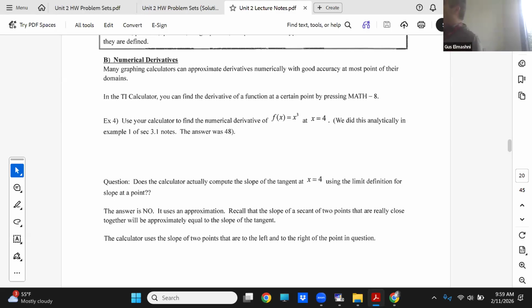You can choose what letter you want. You can do any letter you want. It's up to you. I just chose the X because we always use X. But it's totally up to you.